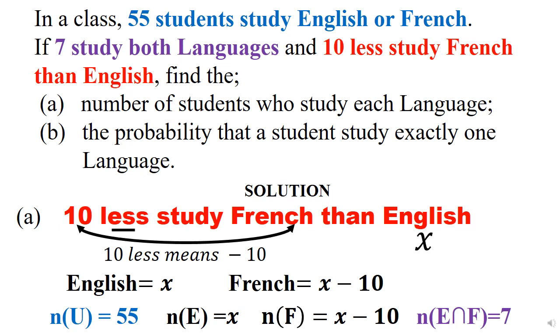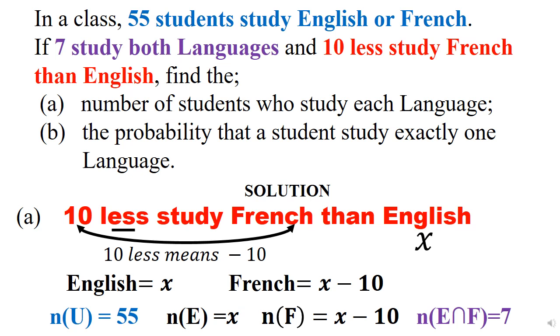10 less means minus 10. So to get our French, we add this expression, which is minus 10, to the English, which is X. So we have English equal to X, and adding minus 10 to X to get our French, we have French equal to X minus 10.